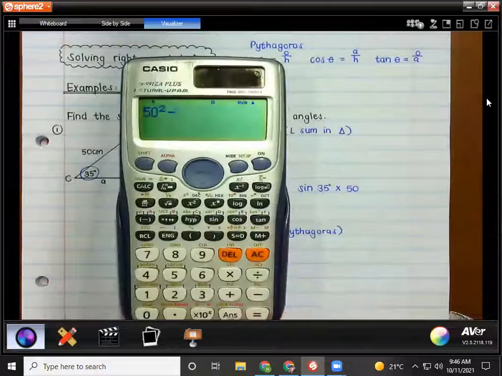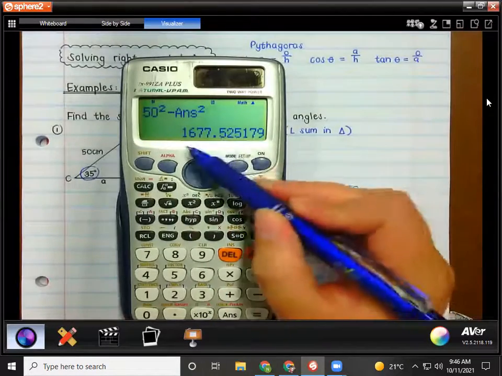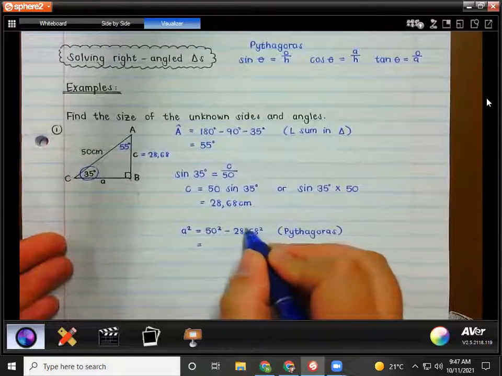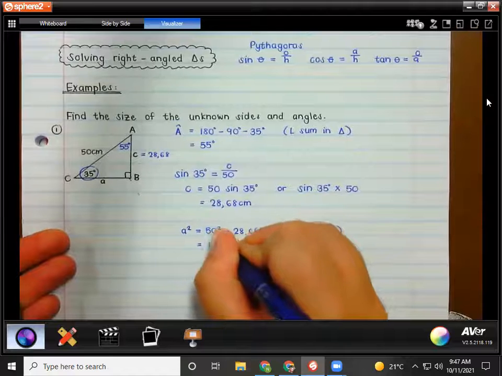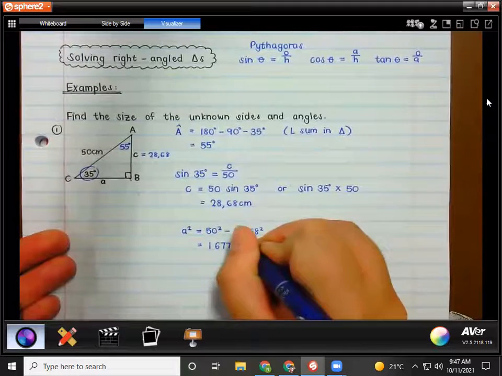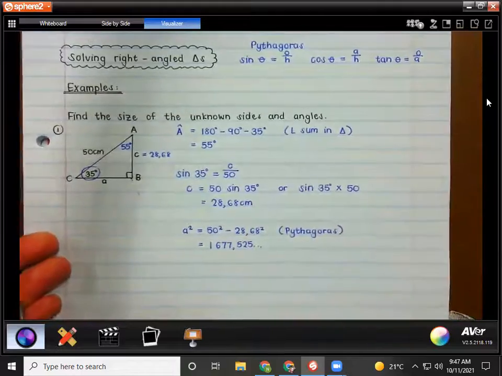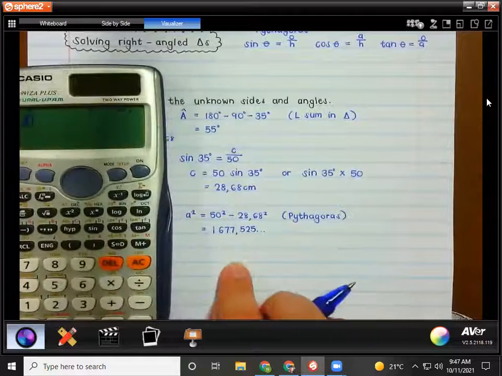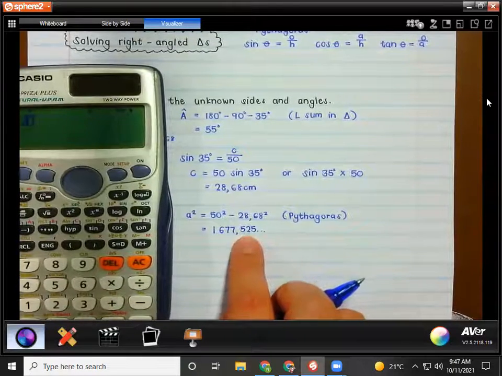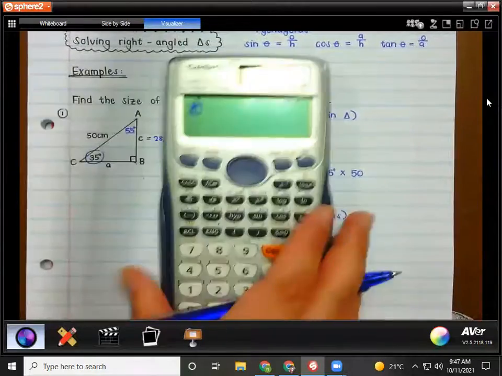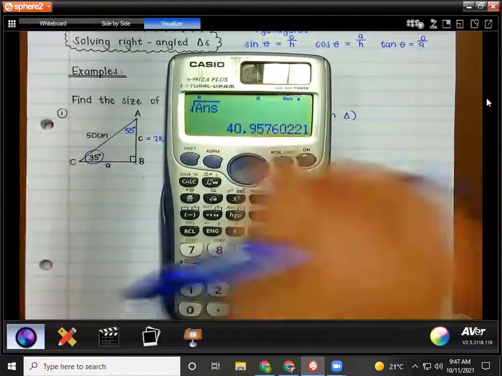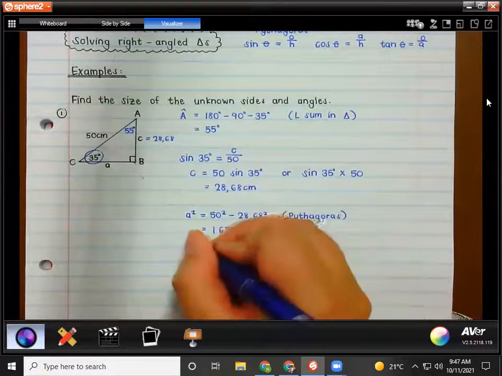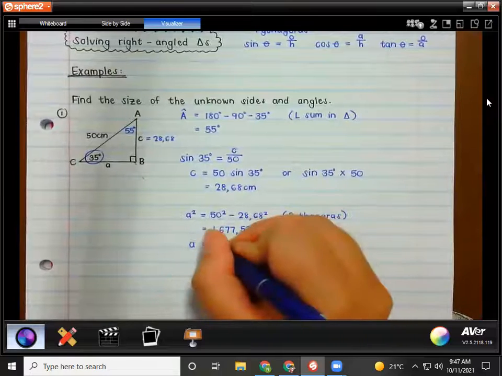Okay, so 50 squared minus, I'm just going to type answer squared here, and you get that. For A squared, it might be slightly different if you just typed in 28.68 squared. That's fine, don't worry. 1677.525 and so on. But obviously that's A squared. We need to now find the square root. Now, guys, here you're not allowed to round, because this is an in-between step. Here you have to work with the unrounded answer. Okay, so square root of the answer, 40.96. If you work with just 28.68 squared, your answer might be slightly different. But like I said, that's fine.